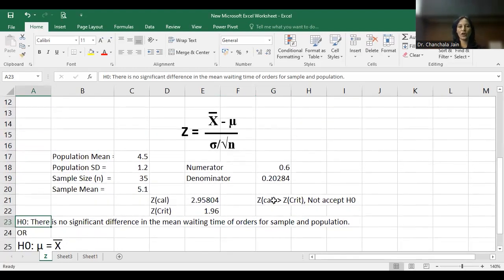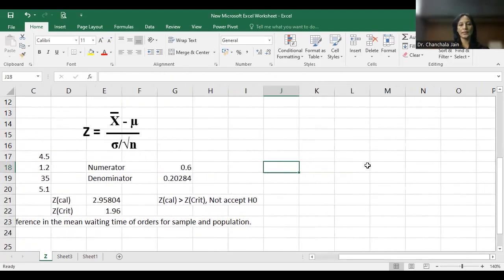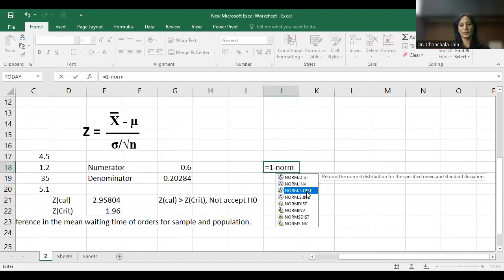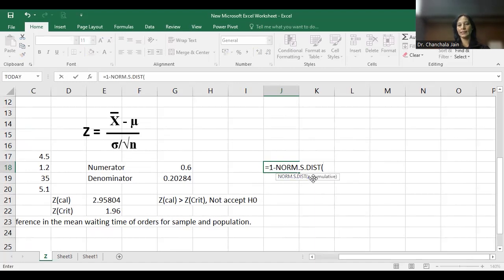Now, this is one way of acceptance and rejection of the null hypothesis. The other way, if we are using any software, we can also get the significant value, that is the p-value. In the case of Z, I'm writing the function here. You need to put an equal sign, 1 minus NORM.S.DIST. Inside this, we need to pass two things, the Z value and the cumulative value. The Z value means you need to pass the Z calculated value. So I am selecting this cell where I have calculated the Z value, putting a comma, and then you need to put TRUE, that is 1. Either you can type TRUE or select TRUE, or you can also write 1. Both are the same. Then you can press enter.